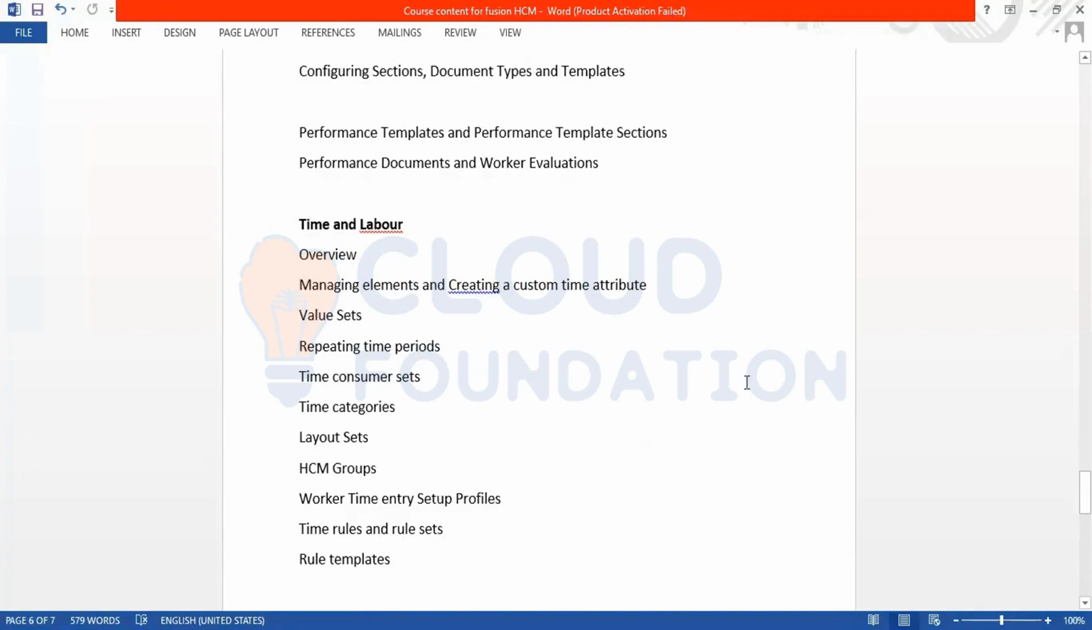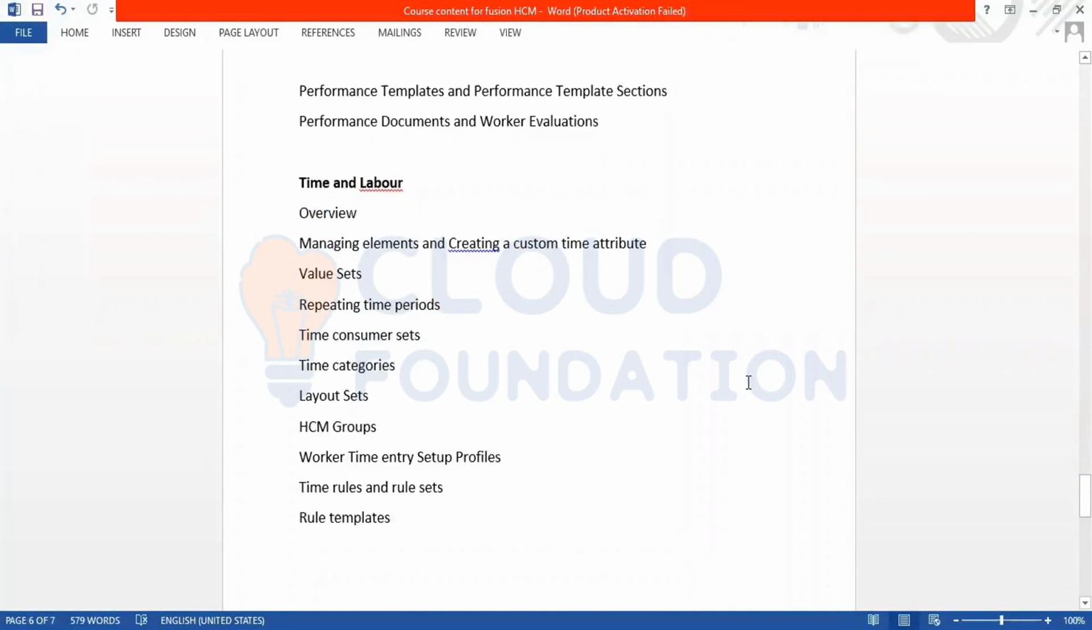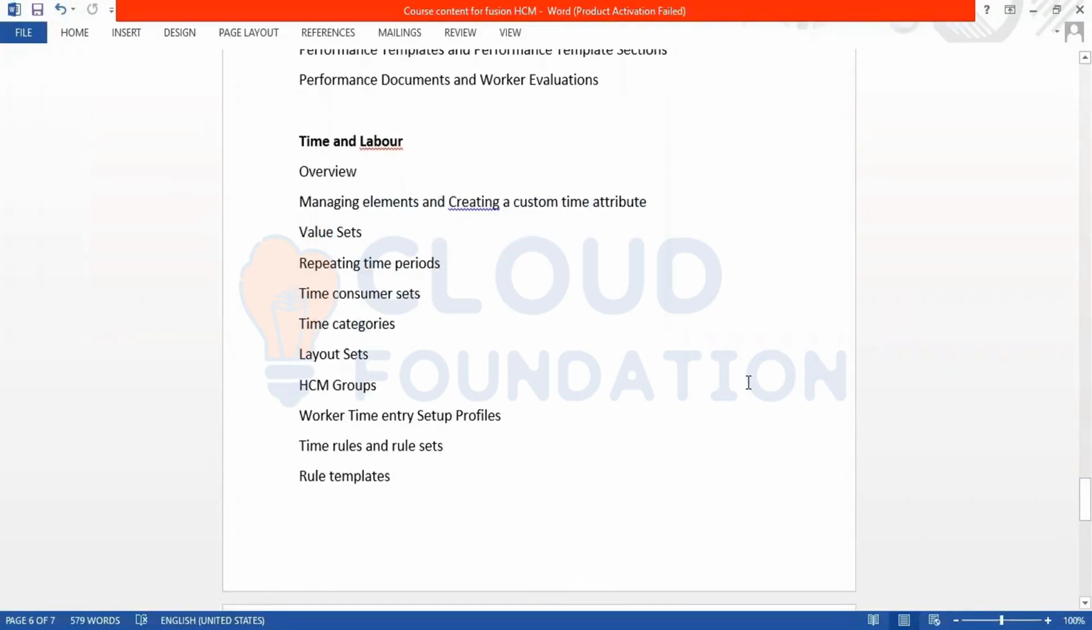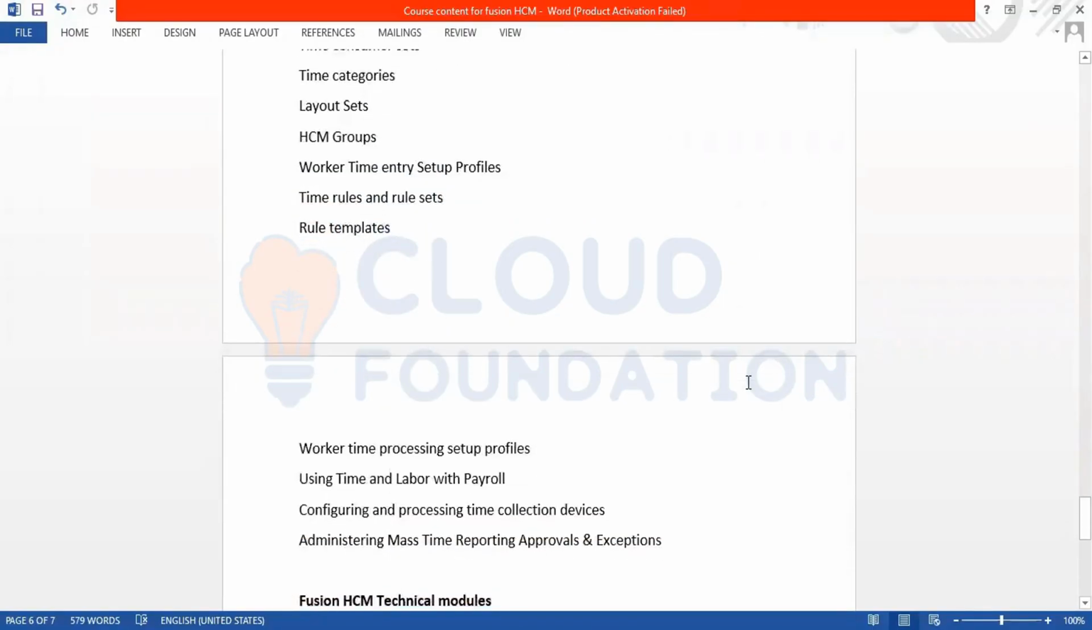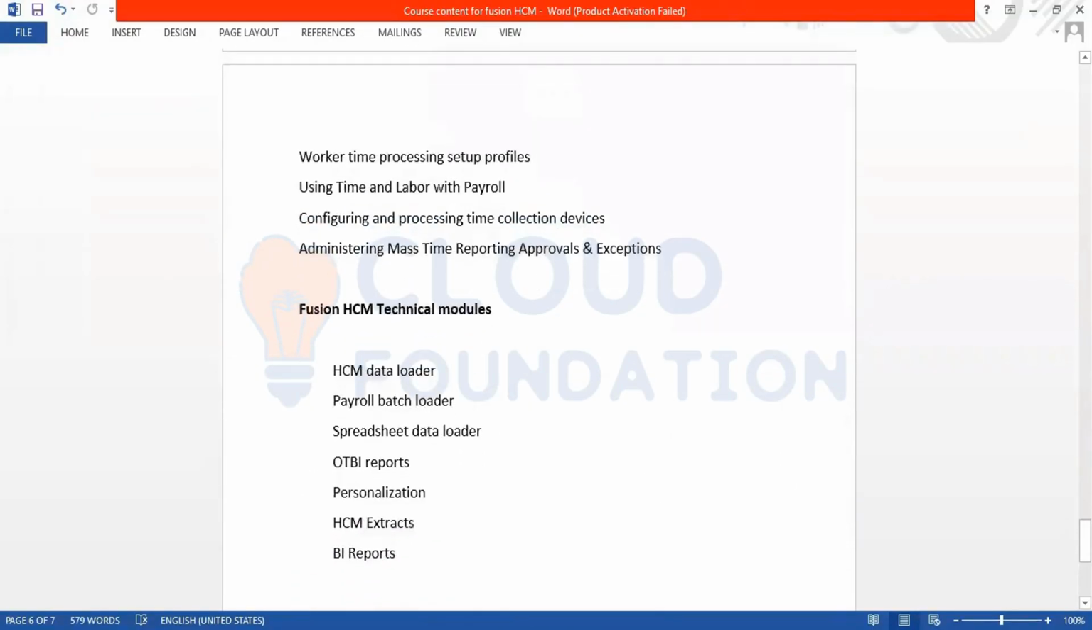Then we have time and labor. It's a different module. What is time and labor? It is managing elements and creating custom time attributes. Value sets depending on time periods. Layout sets, time rules and rule sets. So all these things.